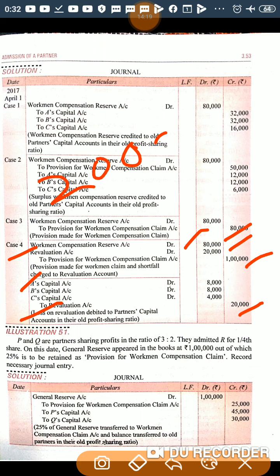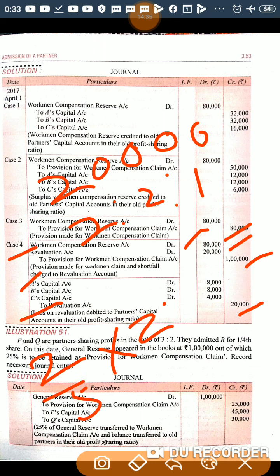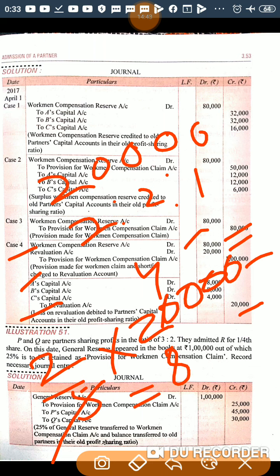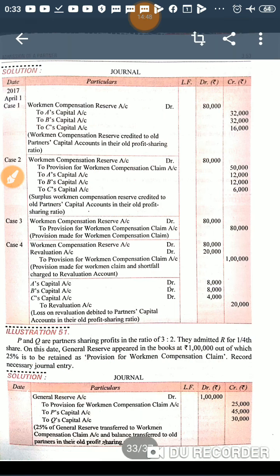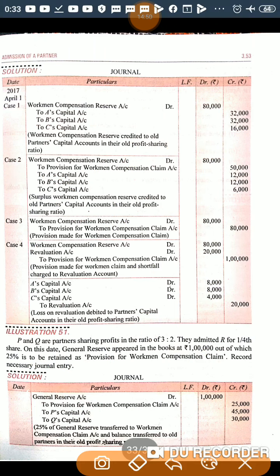20,000 should be distributed among the old partners in their old ratio, that is 2:2:1. So if you calculate for A, 2 by 5 multiplied by 20,000. 5 fours are 20, and 4 twos are 8,000. So this is 8,000 given, right? I hope everything would have been clear to you.